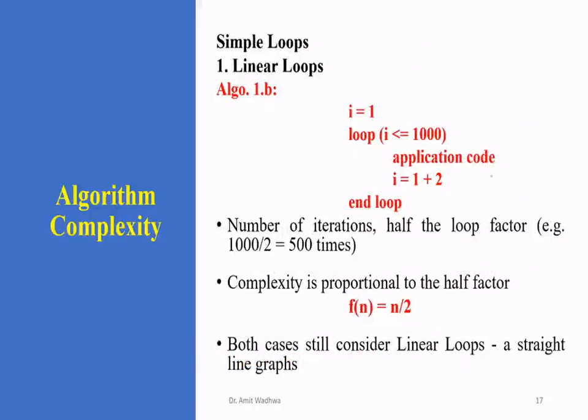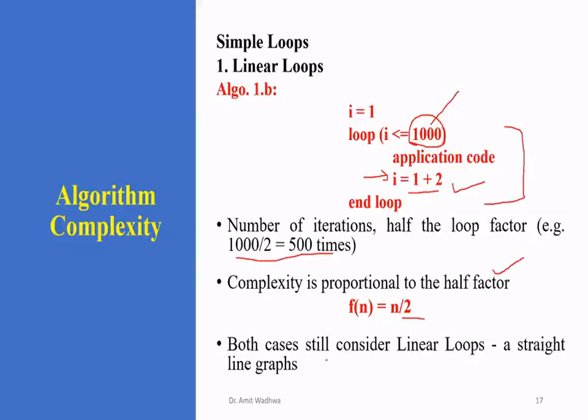Then we have next again linear loops, but here the increment is of 2 steps. Like earlier we have I is equal to I plus 1, here we have I is equal to I plus 2, and this loop factor remains the same. But based on this condition, the loop factor will reduce to 1000 divided by 2, that is 500 times. That means every time the I is incremented by 2, it will not perform 1000 iterations, it will perform only 500 times. So the complexity can be like n by 2.